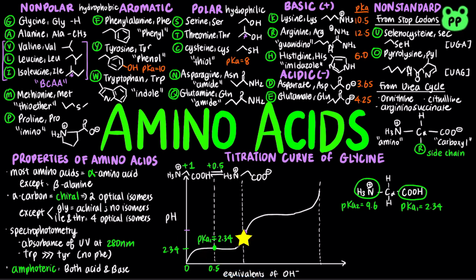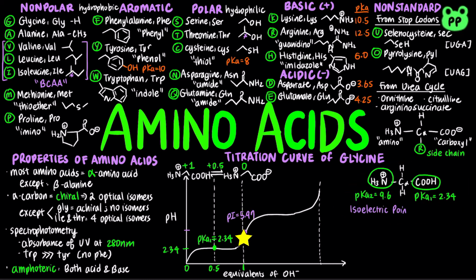When 1 equivalence of hydroxide ion has been added, the pH reaches 5.97, which is the midpoint between the 2 pKa's. At this point, the carboxyl group is fully deprotonated, while the amino group remains fully protonated, resulting in a net charge of 0. This characteristic pH is known as glycine's isoelectric point, abbreviated as pI.